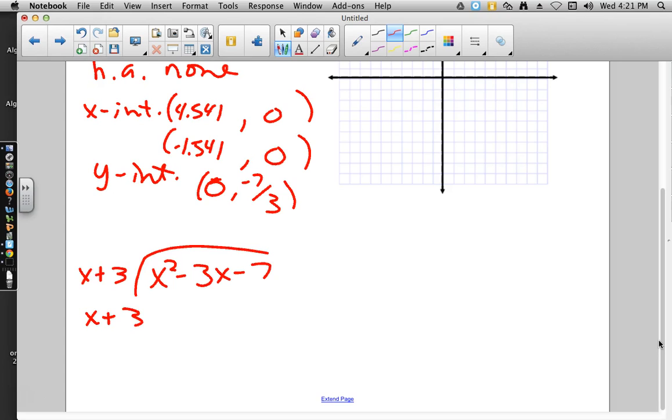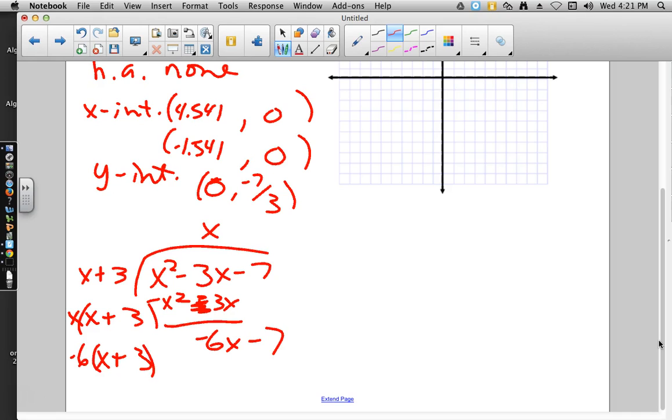Our little x plus 3 is going to need to be multiplied by x to get rid of that first term of x squared. And since it's working, I'm going to put my x up here. I'm going to change the signs and I'm going to add. Then I bring down that negative 7. I have my x plus 3.